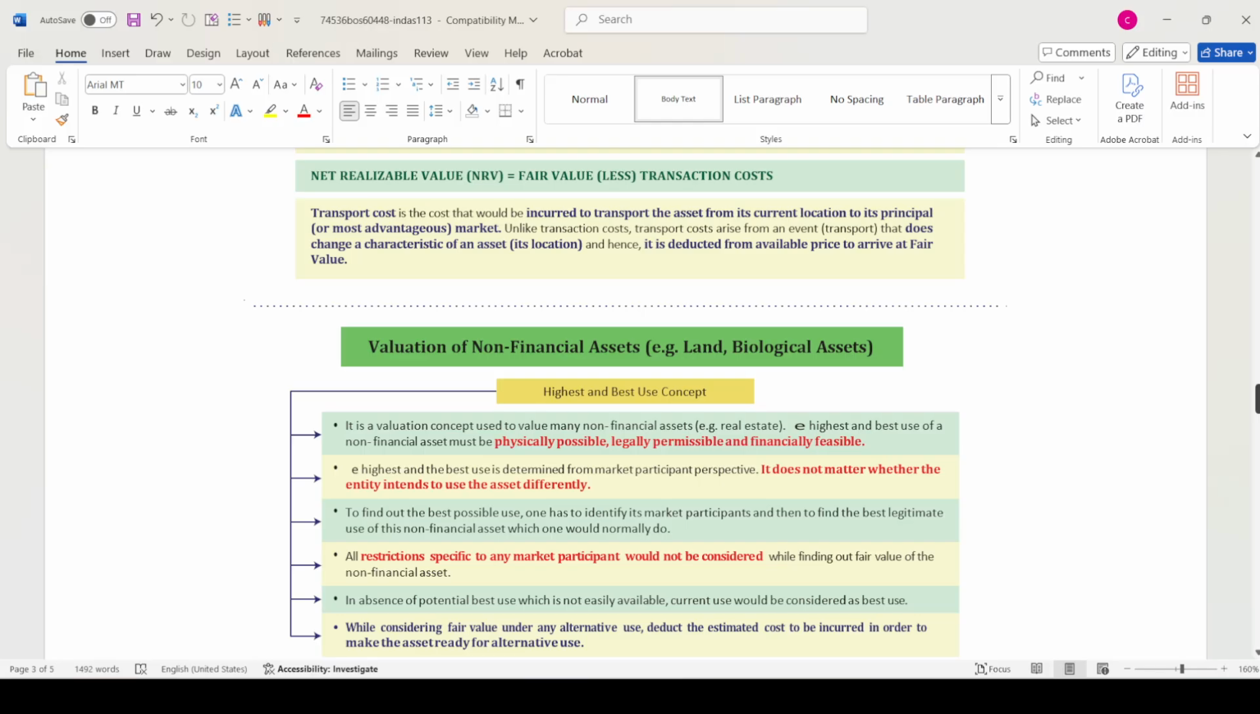So, in short and crisp manner, there are many possible uses. It is not saying to consider all the uses, but to consider the highest and best possible use in that locality. If the asset can be used in a better manner by the buyer, consider that use, determine the value of the asset, and then recognize it in the books of accounts, not the current use. If it is not possible to determine the highest and best possible use, consider the current use as the highest and best possible use and determine the value of the asset on the balance sheet date, nothing but the measurement date.